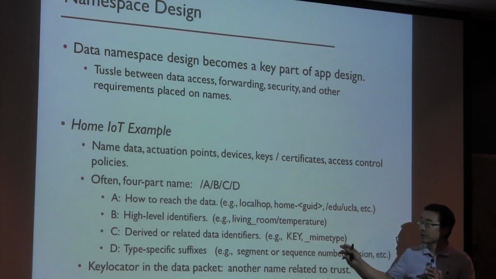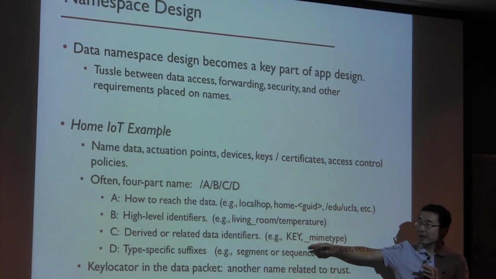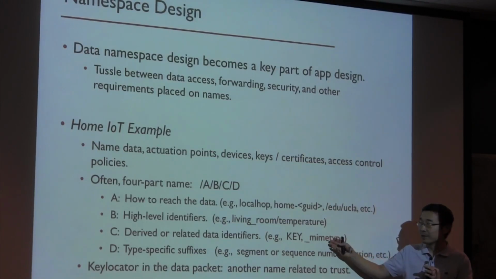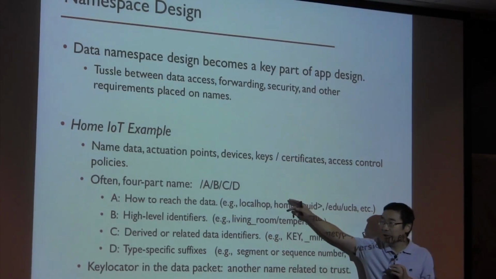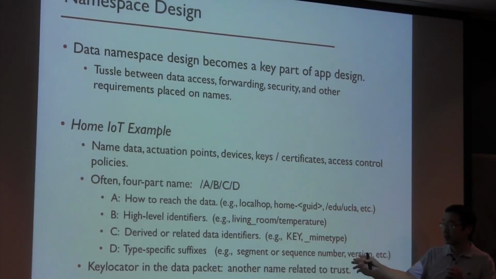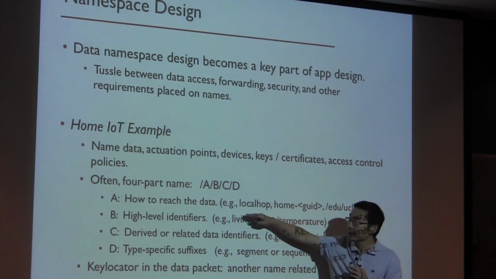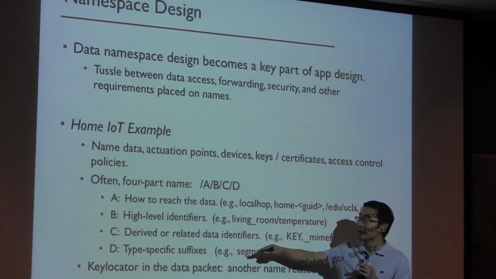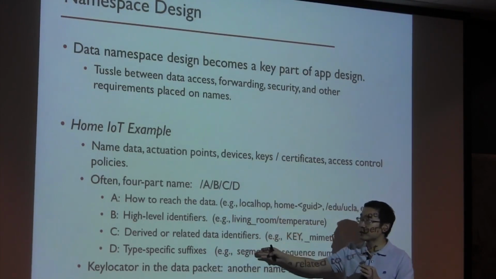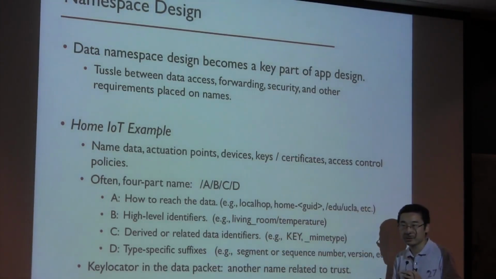Then something more detailed, like what type of data this name is naming, right? Whether it's a key, some kind of MIME type, or some other type of data. Then the last part is some suffix like a sequence number, version number, or segment number, those details. Those details could be automatically generated and learned, but the design part is usually about what information goes into each part, and really you have to customize this for your particular application scenario.